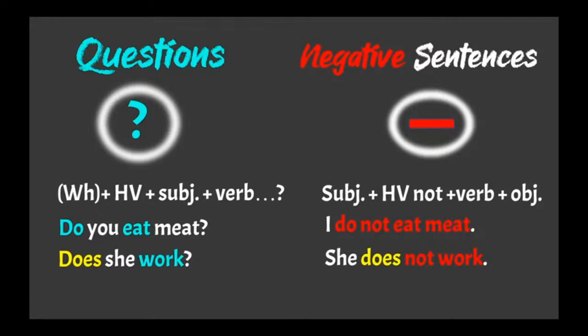What about a negative sentence? Well, for negative sentences, we need the subject, plus we need the helping verb or auxiliary verb plus not, because it's negative, plus verb, the base of the verb, plus the object if you have an object. For example, I do not eat meat. I don't or I do not eat meat. She does not or she doesn't work. Pay close attention to the third person singular.